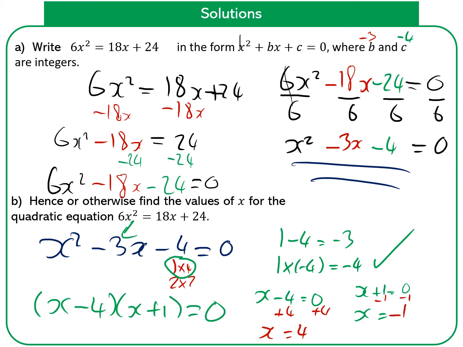minus 1. Let's just be consistent with my colours there. That's a bit better. So those are my two solutions, and now let's rub out that tick, really clear. So my two solutions are x equals 4 and x equals minus 1. And there we go.